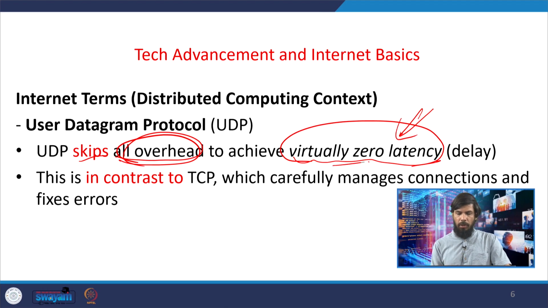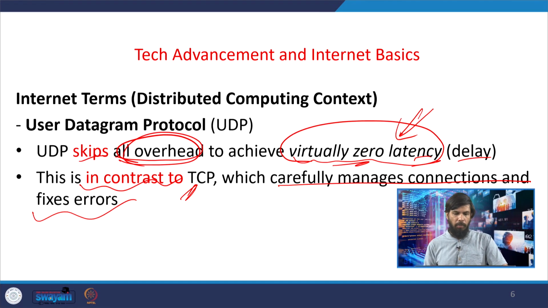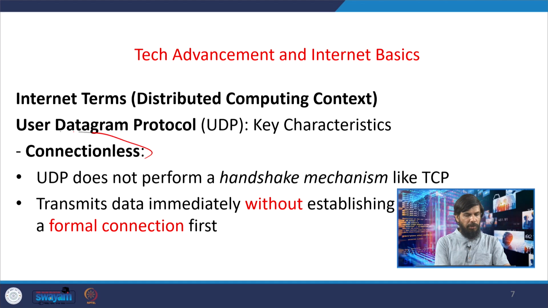Some applications, like distributed computing applications, would prefer virtually zero latency or delay. This is in contrast to TCP, which carefully manages connections and fixes errors, because retrieval of the complete message is very important for applications which use TCP. So we have discussed that UDP works in contrast to TCP, favors speed and prefers zero latency.